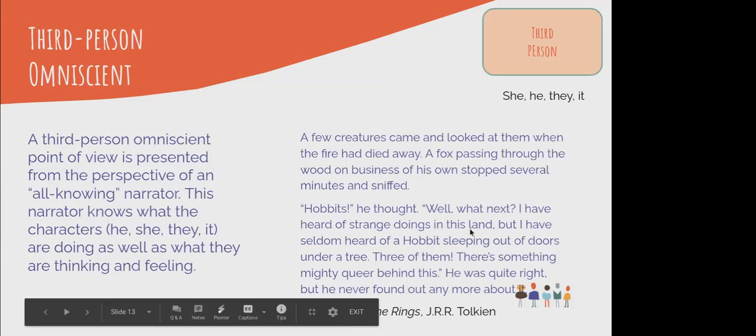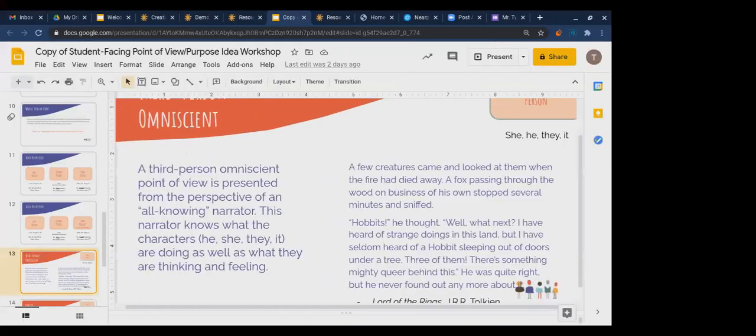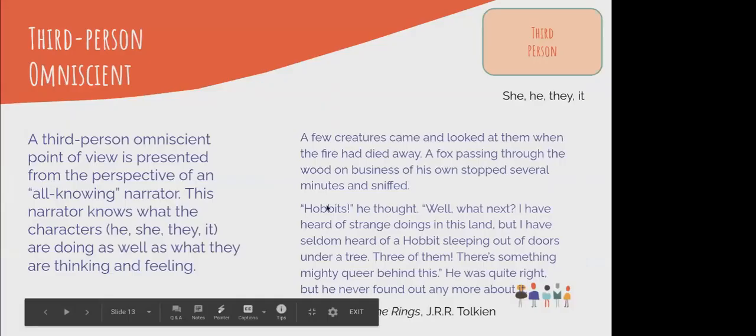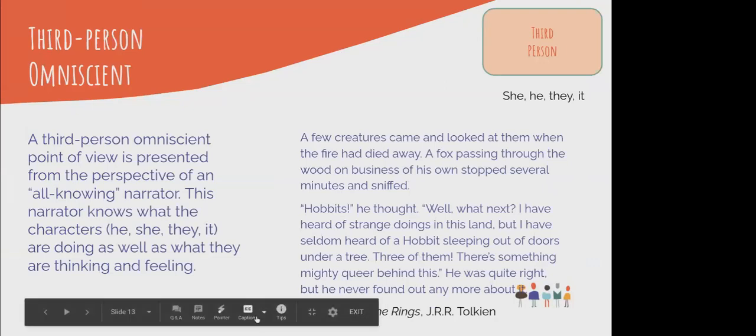So what are the things in this example that tell me, okay, yes, this is third person omniscient point of view? You tell me in the chat. Oh, we already got a few there. Hobbits, he thought. Exactly. Good job, Salam. Yeah, so Salam's talking about this line right here. So we know not only what the fox is doing, but what he's thinking as well.